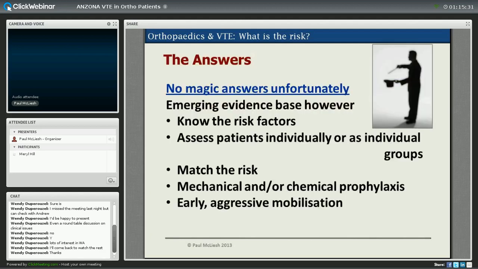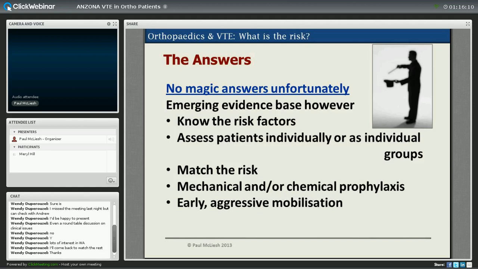So what are the answers? Are there any answers? No, there's not, unfortunately. So there's no magic answers. There is an emerging database, though, of evidence, and it really looks at knowing the risk factors for your patients, so individual patients, but also as individual groups. So what I mean by that is, is your patient over 60 years old? Do they have active cancer? Are they obese? Those sort of risk factors, but also individual groups. So total joint replacement patients, spinal patients, those different groups are high risk as well.